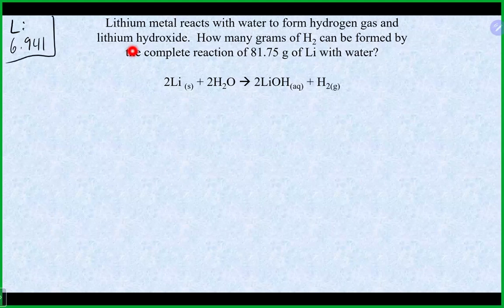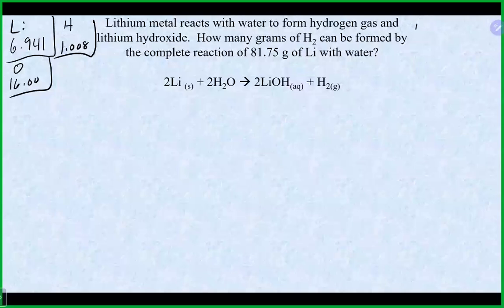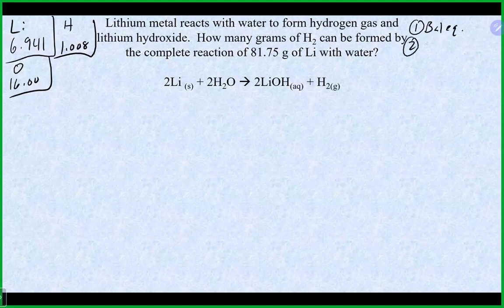6.941. Hydrogen is 1.008. And we'll throw oxygen up there in case. There you go. All right, so once again here, follow those 4 steps. In this case, we're looking for grams. Balance the equation. Convert to moles.